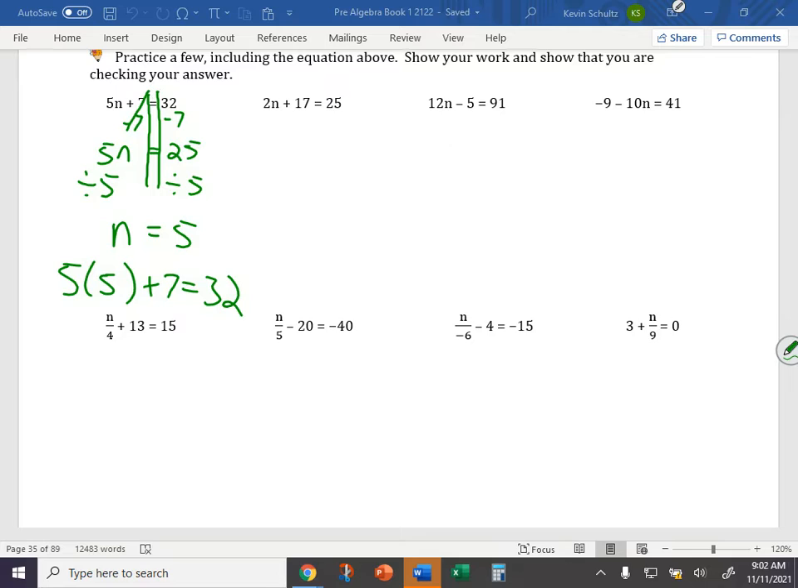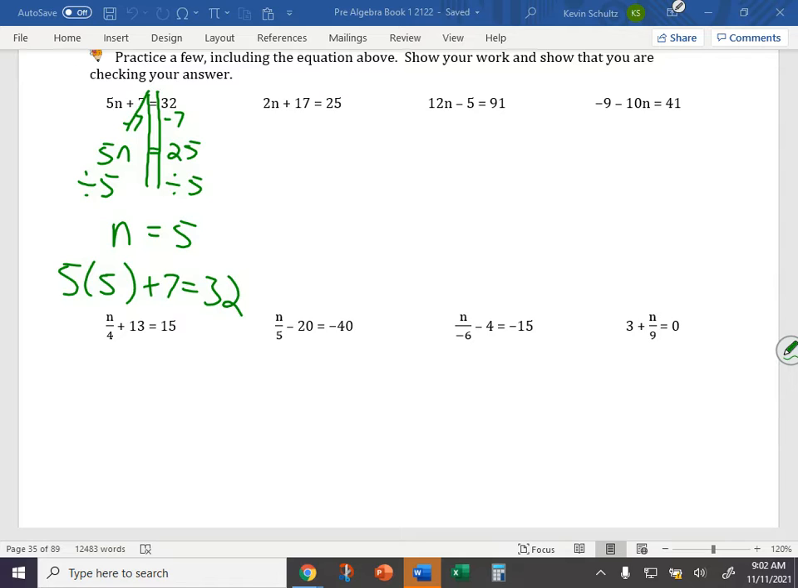Next one. 2n plus 17 equals 25. What are we going to be doing here? You say 6. It's not 6. I hope you checked. What are we going to be, folks? What are we doing here? Our first step to start to solve for n here.